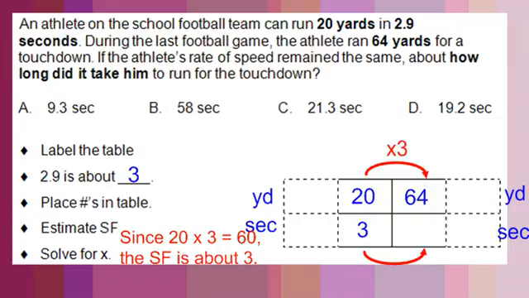I should use the same scale factor at the bottom that I used at the top. So 3 times 3 gives me an answer of 9. Since we estimated, I won't see my exact answer as one of the answer choices, but the only choice close to 9 is answer choice A, 9.3 seconds. Now we know it took the athlete about 9.3 seconds to run 64 yards.